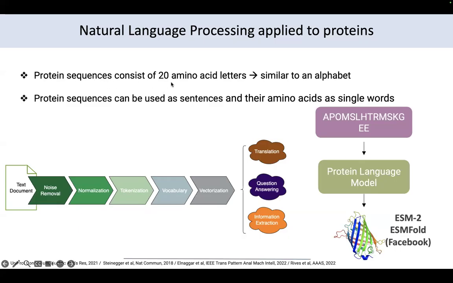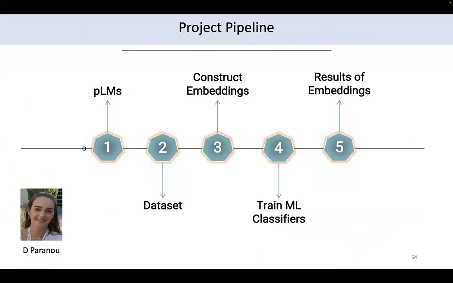Protein sequences consist of 20 amino acid letters. This is similar to an alphabet. Protein sequences can be used as sentences, and their amino acids are the words. So by taking the sequences of thousands of proteins, you can produce something called a protein language model. And by using this protein language model, you can produce the fold of the protein. So we asked whether we could use natural language processing, this protein language model, to predict the protein membrane interface without using structural information.